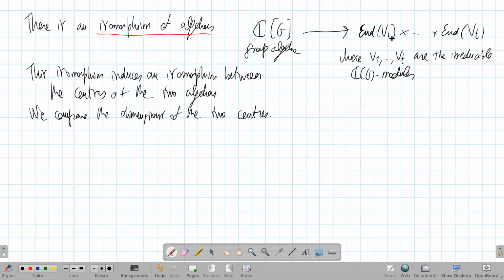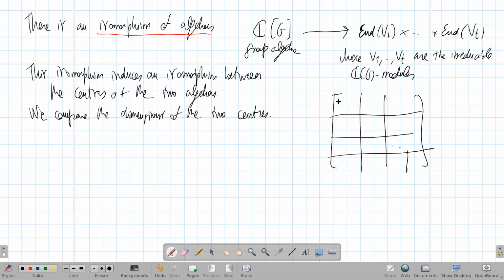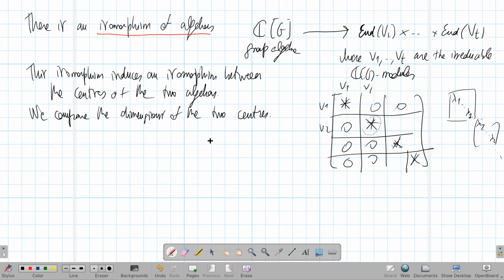So on the right, in this endomorphism thing, remember that this is just a ring of blockwise matrices, okay? So this is the endomorphism ring of V1, this is the endomorphism ring of V2, and so on. And so its dimension, well, the center of each single endomorphism ring, the center of a ring of matrices, is just a scalar matrix of dimension 1. So the center of this will be formed by a scalar multiple lambda 1, a scalar multiple lambda 2, and so on. So it has dimension t, okay? So on the right, the dimension of the center is t, which is the number of irreducible CG modules.